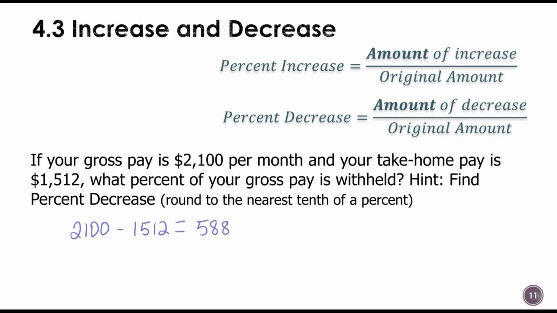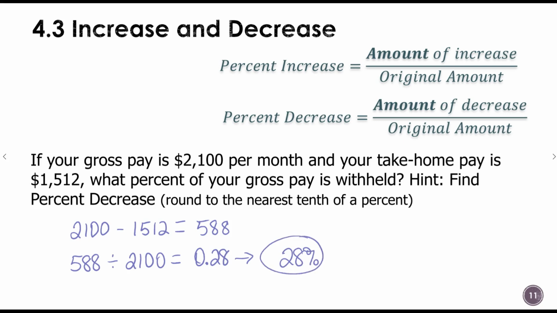And then we take the 588 and divide by the original number. In this case, that would be your gross pay, right? Your original amount is how much you earn, and then your take-home pay would be after that original amount, right? So 588 divided by 2,100, and that would be 0.28, which is 28%, right? And so that is what you end up with there.